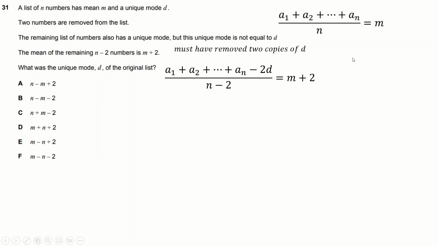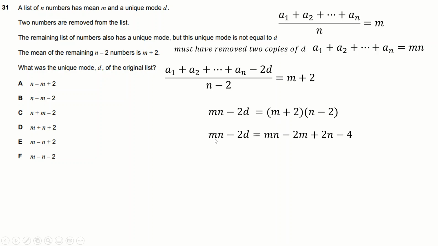But of course, I can rearrange this for just mn. And I can substitute that in for all of these. And I can also multiply everything by n minus 2. And now, when I expand this out, something nice happens, which is that this cancels with this. You divide by minus 2, and you get exactly what was required there.